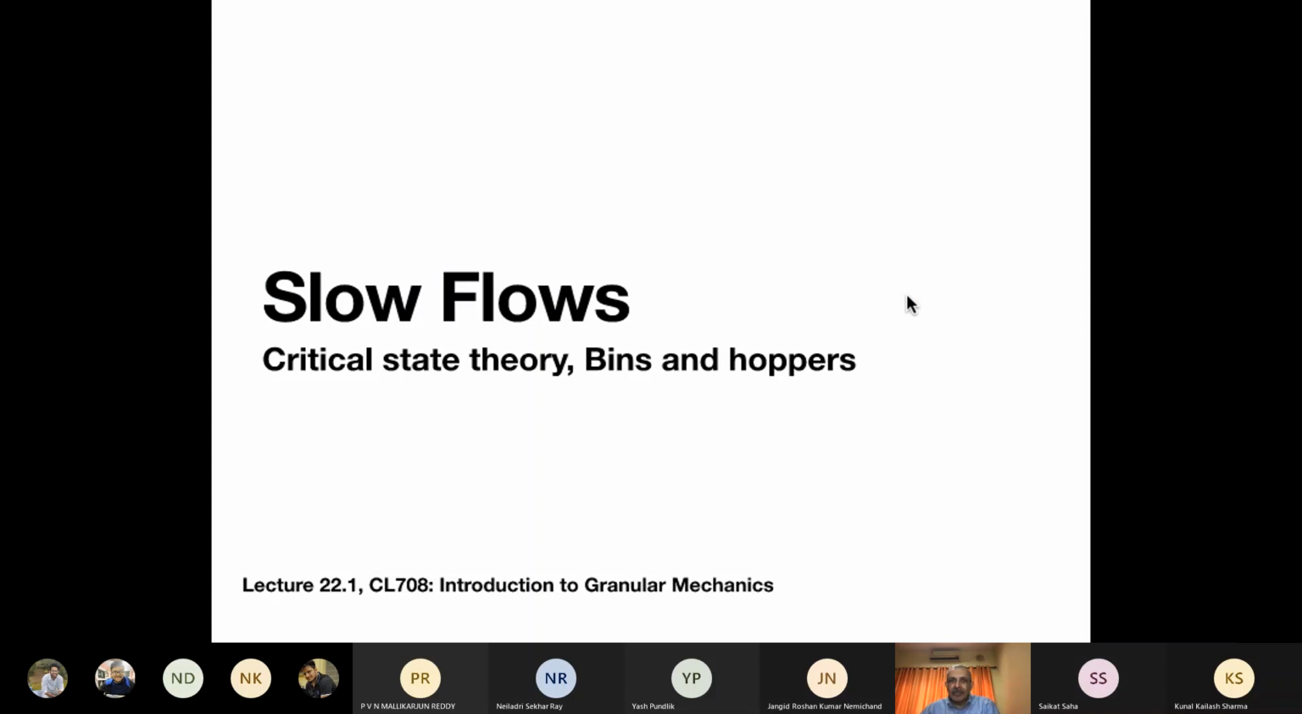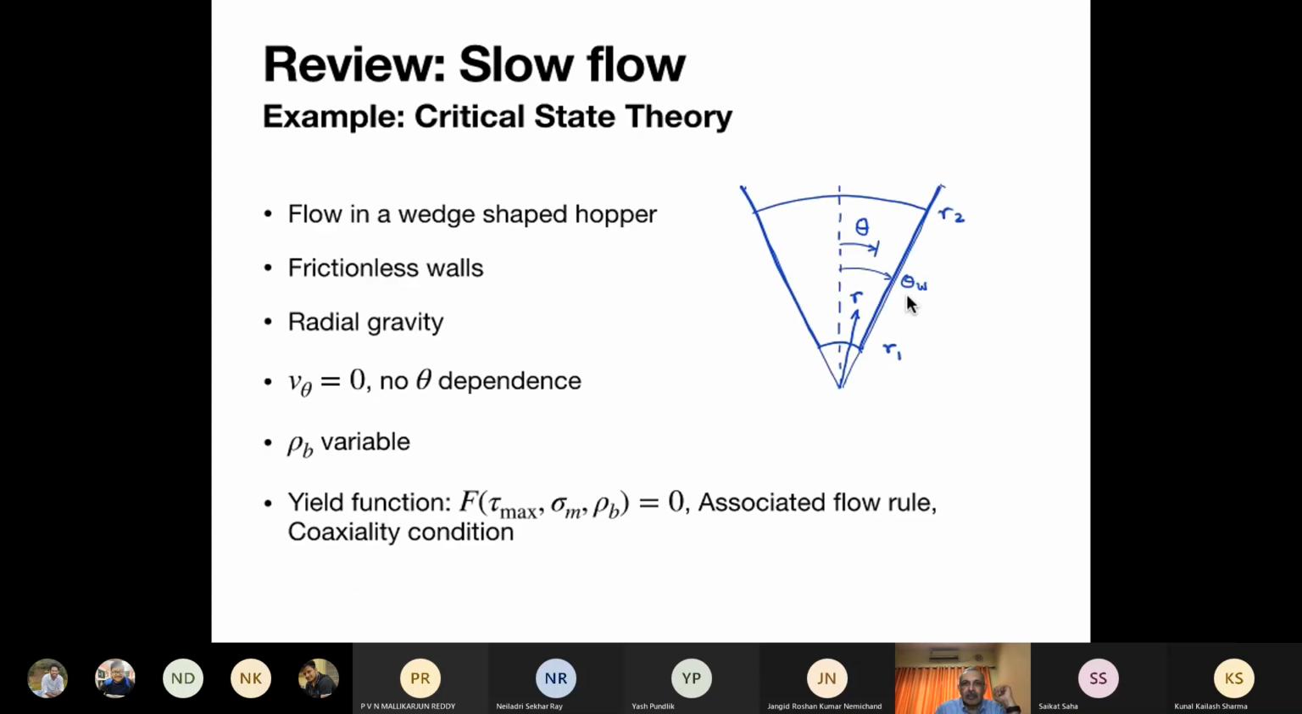So if you remember, we were essentially looking at an example related to critical state theory. And so I essentially formulated exactly the same problem, this wedge-shaped hopper with smooth frictionless walls and with gravity acting in the radial direction. And as in this problem, there is no velocity in the theta direction, and there is also no dependence of any quantity in the theta direction.